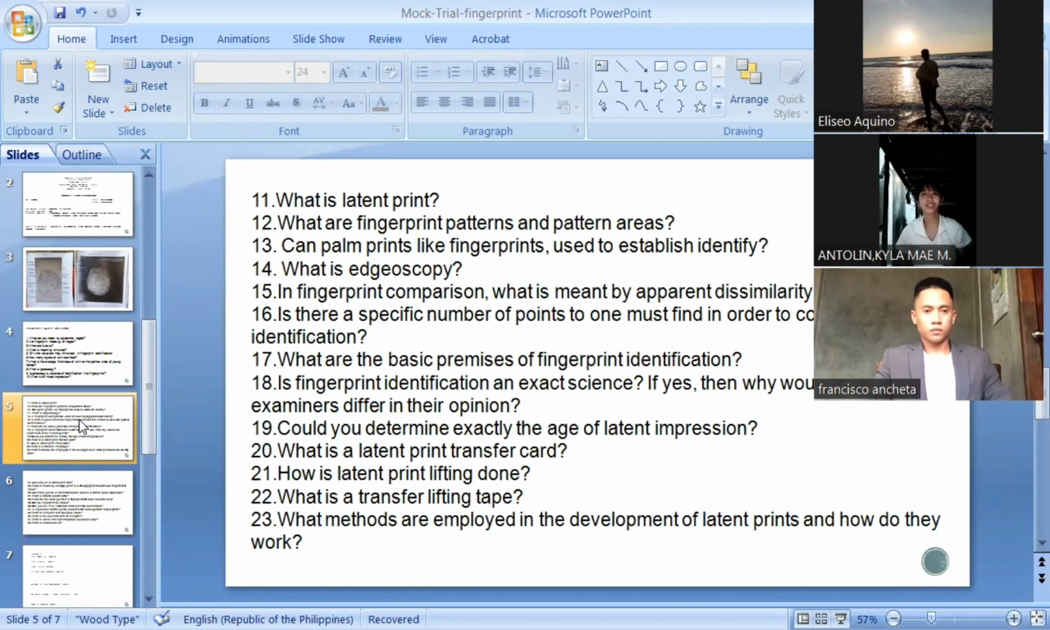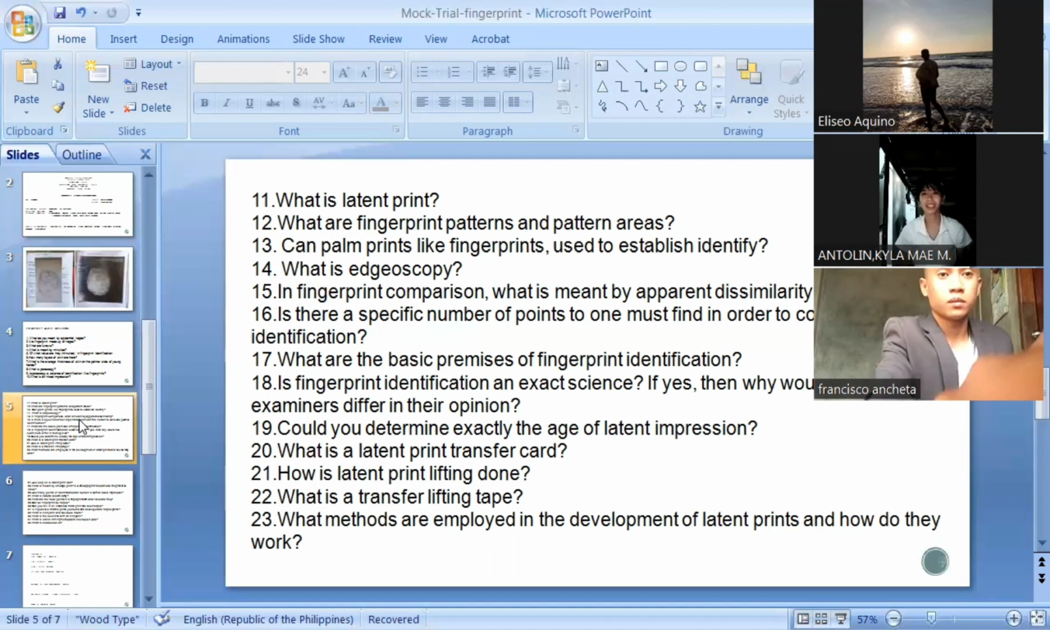Edgeoscopy is a technique for identifying people by looking at the distinctive features and nuances that can be found along the edges of individual fingerprint ridges. Number 15, apparent dissimilarity is an essential aspect of the fingerprint comparison process as it prompts further scrutiny and investigation by experts. 16. There is no predetermined minimum threshold of details or points needed to confirm a positive identification in fingerprint analysis.